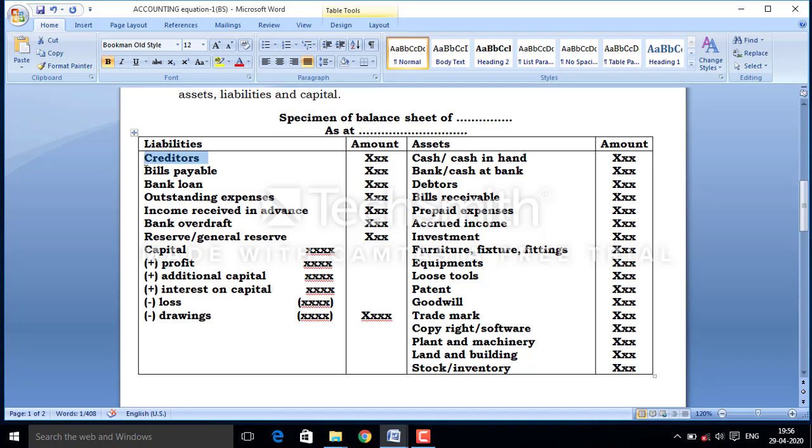It is a kind of liability for the business. Next is bills payable. It is the second phase of creditor. If the creditor who has lent us money is going to take a kind of bill from us as the guarantee for the payment or as the proof of the payment, that will be known as bills payable.